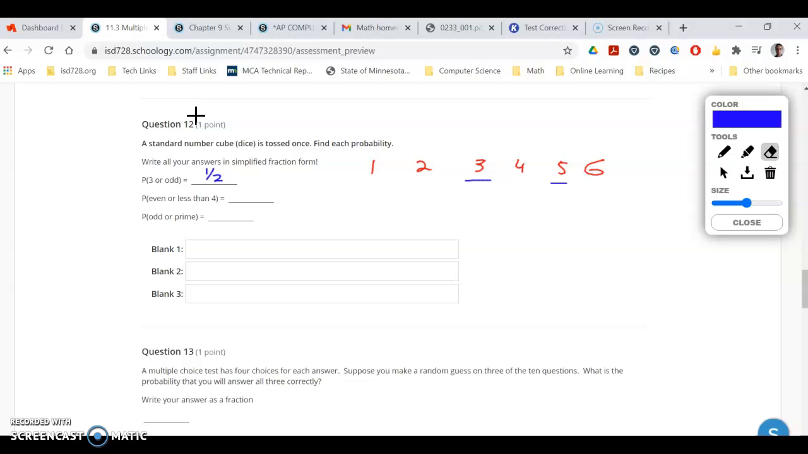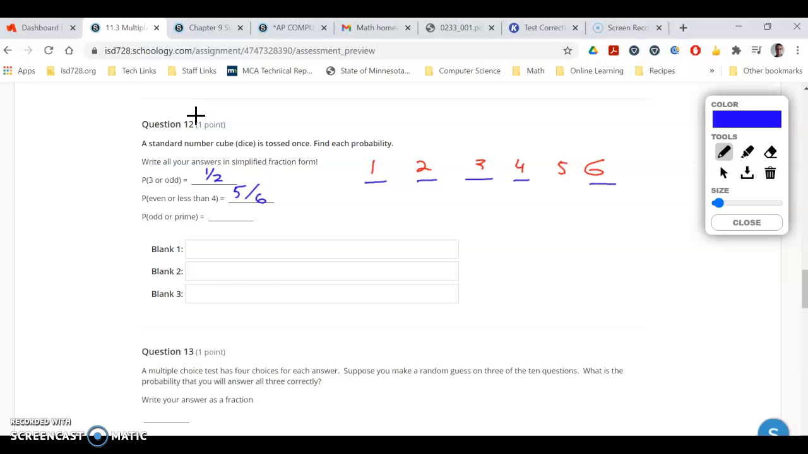Then if I do even or less than 4, I would do kind of the same approach. So I would just get all of my ones that are even. So here's my even ones. And then the ones that are less than 4 that I haven't circled yet. So this one's less than 4, that one's less than 4. Okay, so that would be almost all of them. So I have 5 out of 6 there, right?